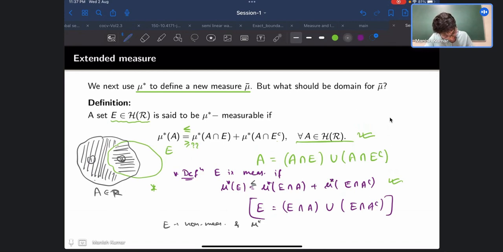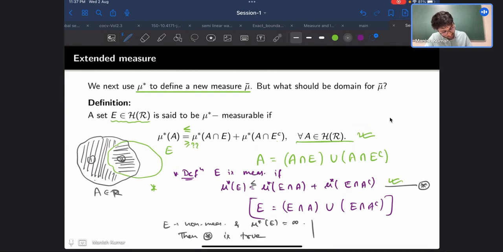And suppose that mu star of E is infinite. In that case, this identity always holds. So this is, let's say, star, then star is true, right? Because this side, since this is infinity, I can write infinity greater than or equal to anything, whatever it is on the right-hand side. So star is always true.